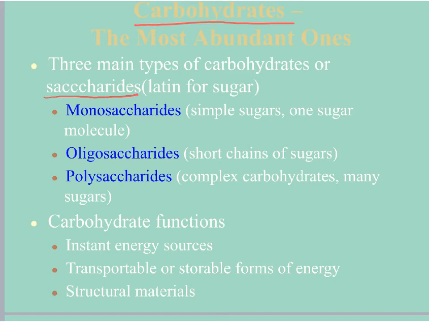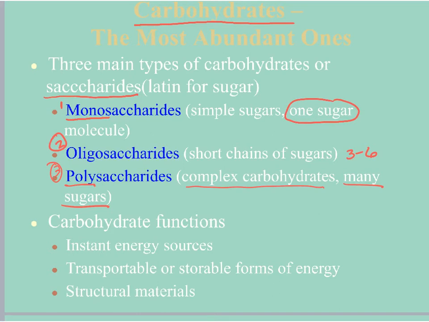So the three main types, one would be a monosaccharide. Remember, mono means one. So you just have one sugar molecule like you saw in the previous example. Another example would be what we call oligosaccharides, where you have short chains of sugars, so maybe like 3 to 6. I'm just giving you an example. And then the third is what we call a polysaccharide. Poly means many. So here in a polysaccharide, you might have hundreds or thousands of monosaccharides all bonded to one another to make what we call a complex carbohydrate.